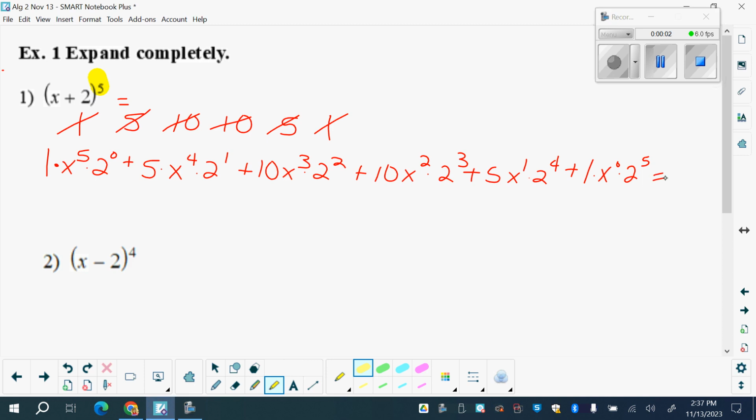And so now simplifying, what's 2 to the 0? 1. So 1 times 1 would be 1. x to the 5th: 5 times 2? 10.